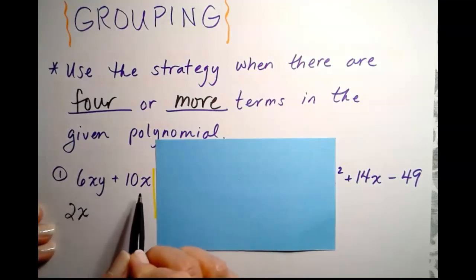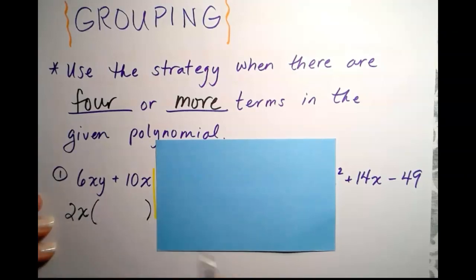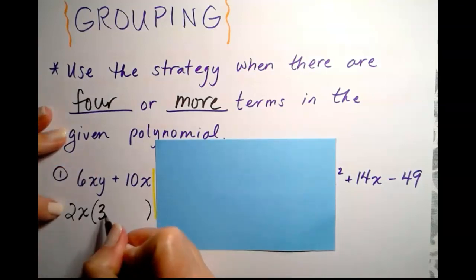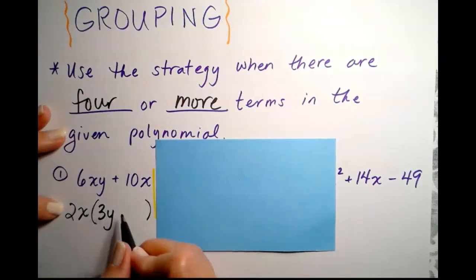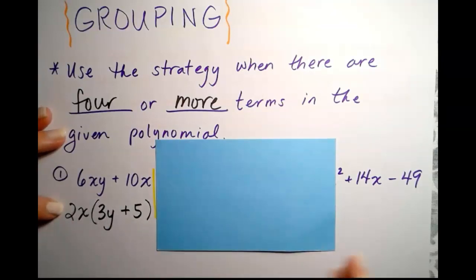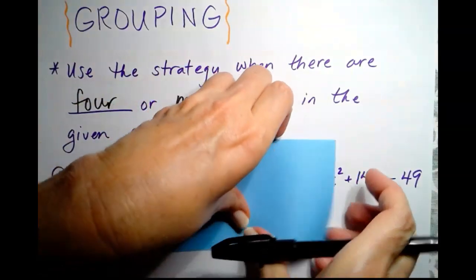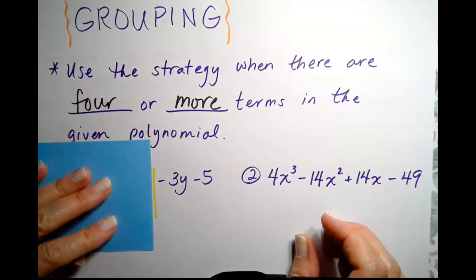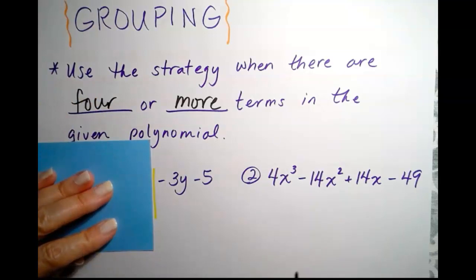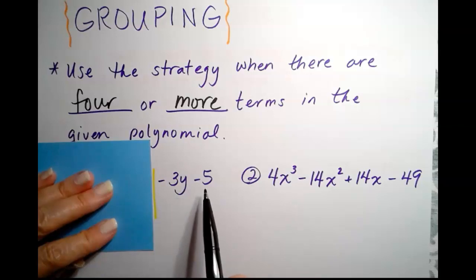Both of these terms have a factor of 2x that we can take out, so 2x is the greatest common factor. 6xy divided by 2x leaves 3y. 10x divided by 2x leaves plus 5. We're going to do the same thing with the other side of the polynomial. So, is there a greatest common factor that can come out of negative 3y and negative 5?